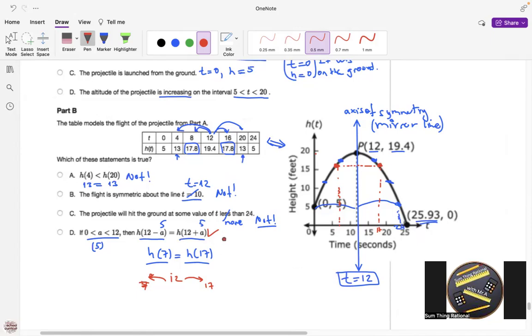Whatever you choose for a, no problem. For example, choose a as 0. If a is 0, H of 12 and H of 12 will be equal. If you choose 12, then 0 and 24, yes, at 0 and 24 they will be at the same level, okay? So this option means that the heights of the projectile on different sides of the axis of symmetry, which is T is equal to 12, are equal.